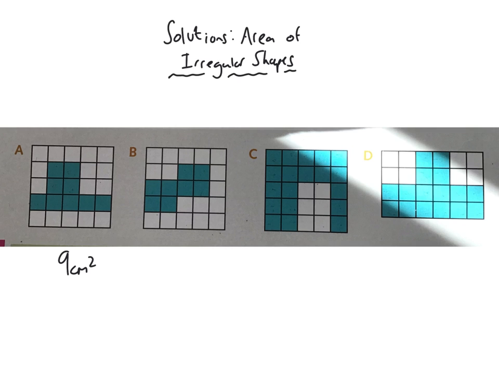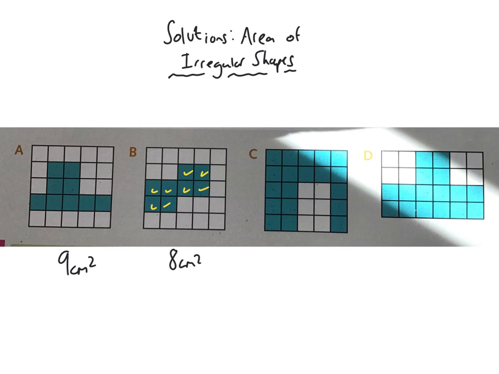So challenge 1, first of all, we did A together as an example in the teaching video. It was 9 centimetres squared. For B, you could just look at that and see there's two squares of 4. And if you count them all carefully, you'll know that there's 8 centimetres squared.